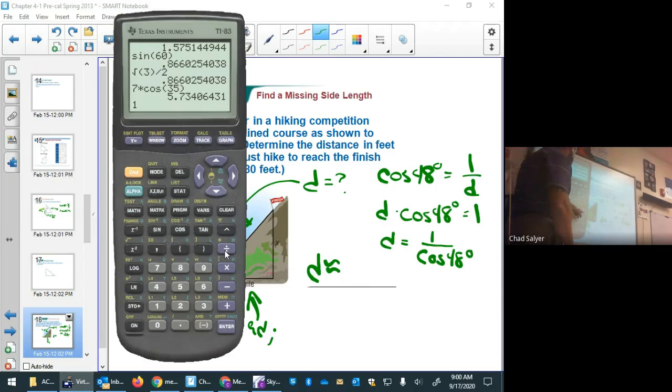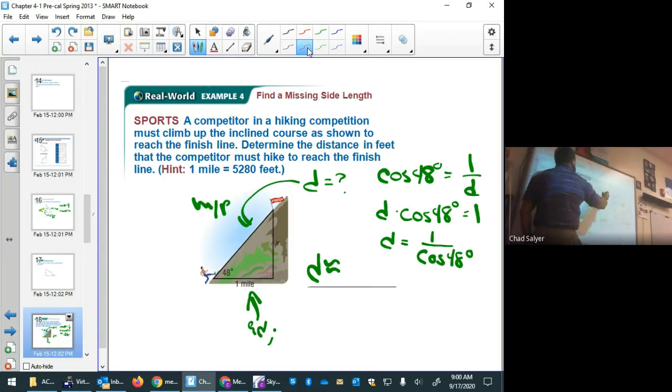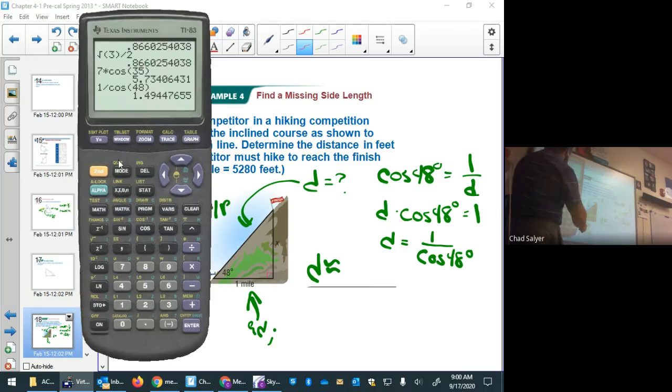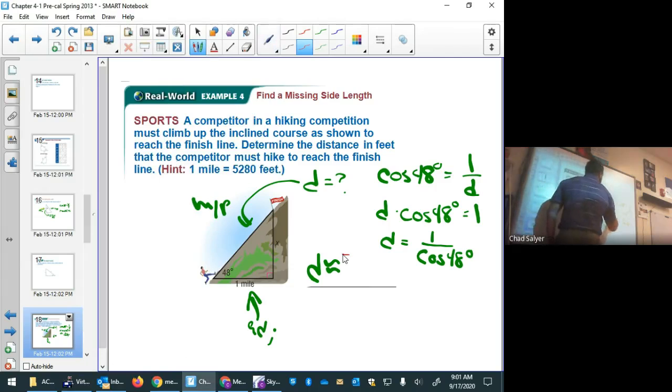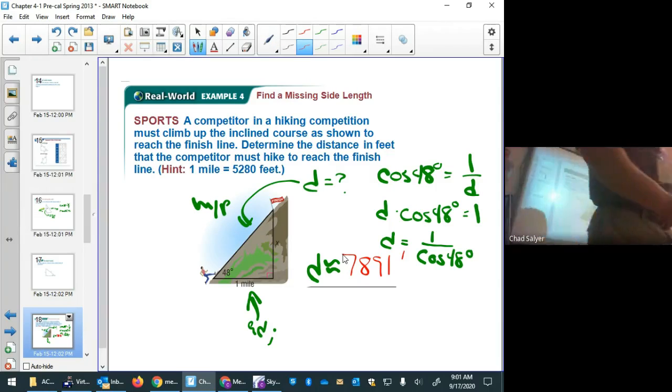So 1 divided by the cosine of 48 degrees is about 1.49. What does it say to the nearest? Oh, it wants it in feet. Oh my heavens. So we've got to multiply that by 5280. 7890.8. So let's go to the nearest foot. 7891 feet. And that little single tick mark indicates feet. It's kind of a shorthand way to say feet.